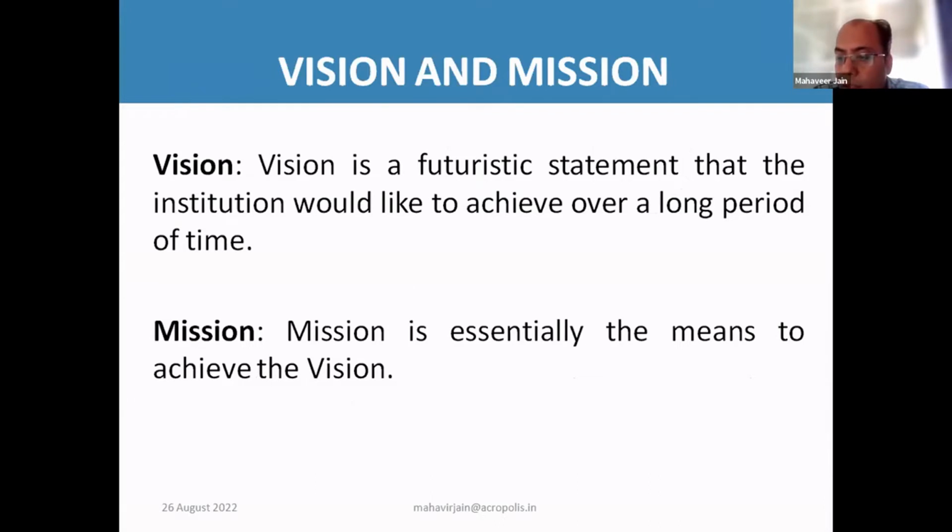Vision and mission: how can we relate the vision and mission? I think we all know. Vision is a futuristic statement of what we want to achieve, and the mission is the way by which we can achieve that vision. So vision is the goal, and mission is the way or the process by which we can achieve that goal.